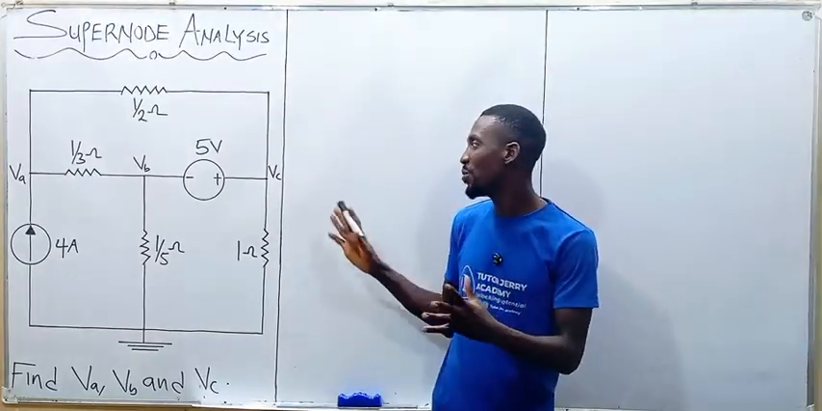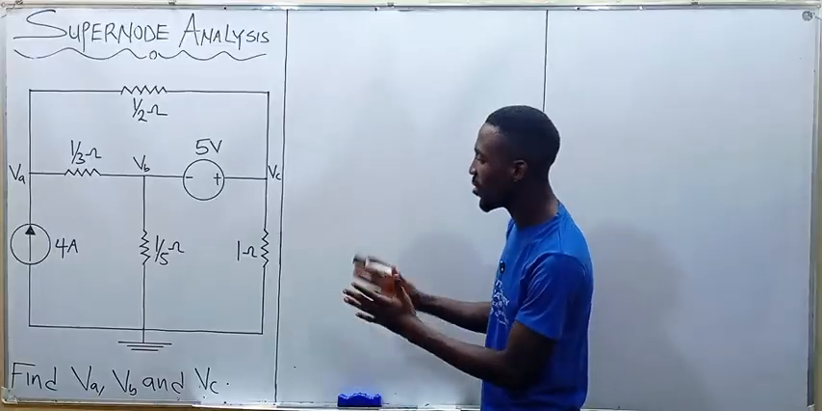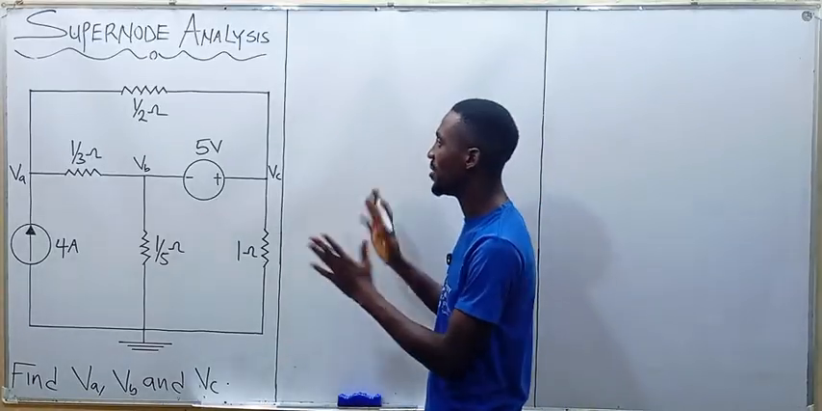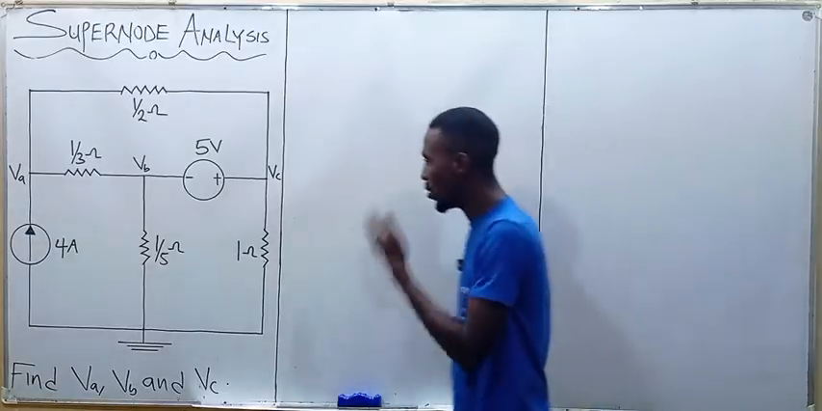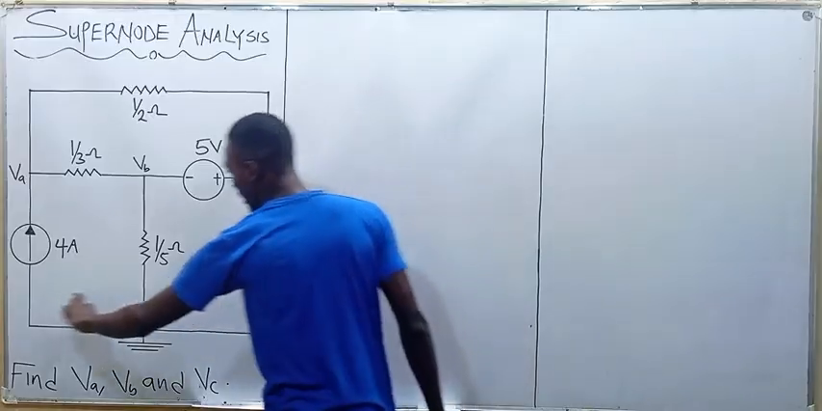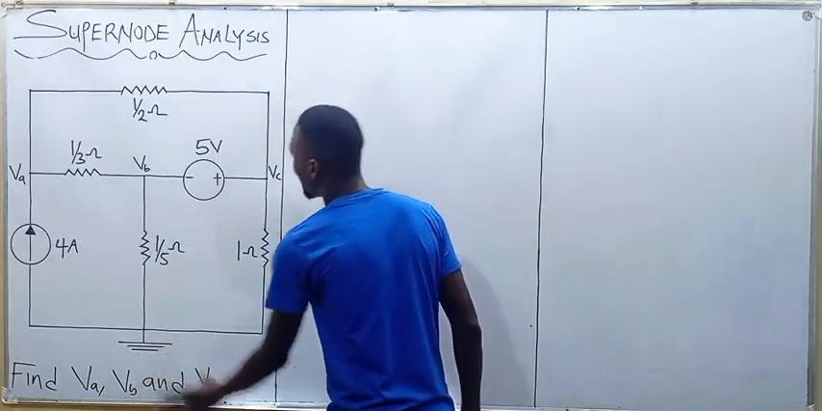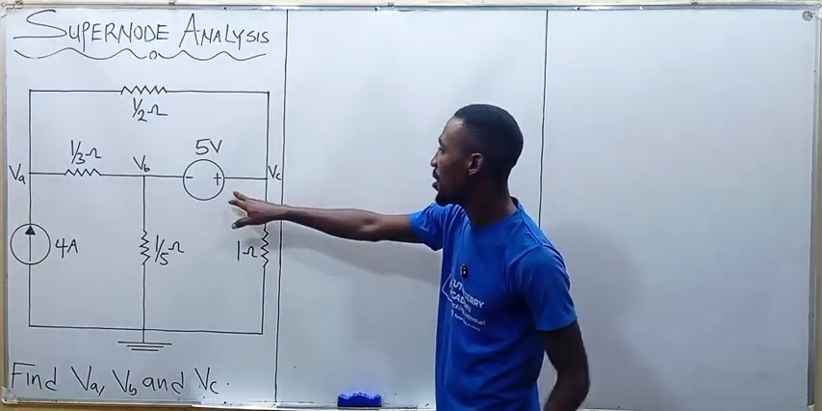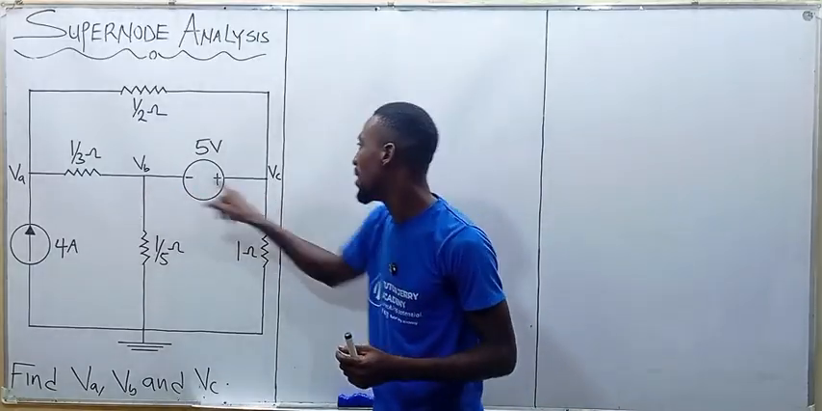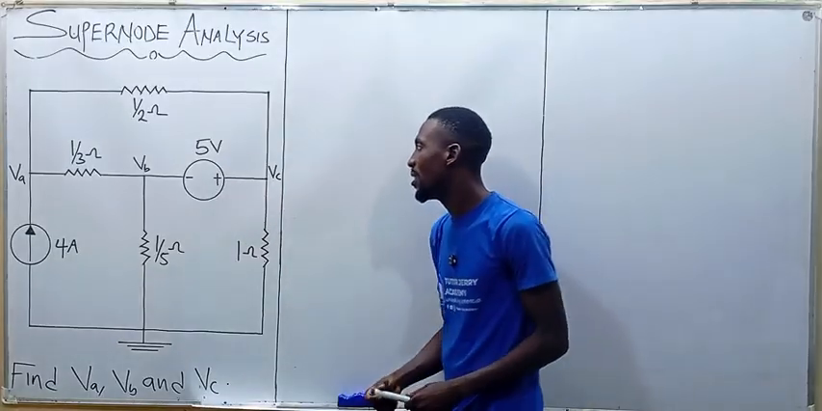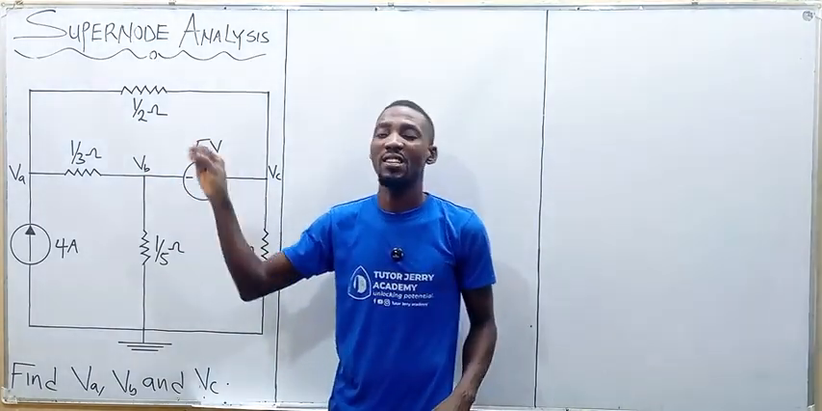All right, we are going to be solving the question above. The question says we should find the value of VA, VB, and VC. If you look at this question carefully, you will observe that we already have a reference node here, which is also known as ground. And this voltage source is between two non-reference nodes, VB and VC, so we are going to treat this part as a single node.